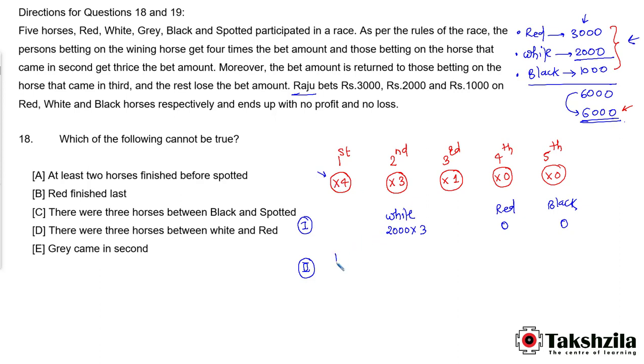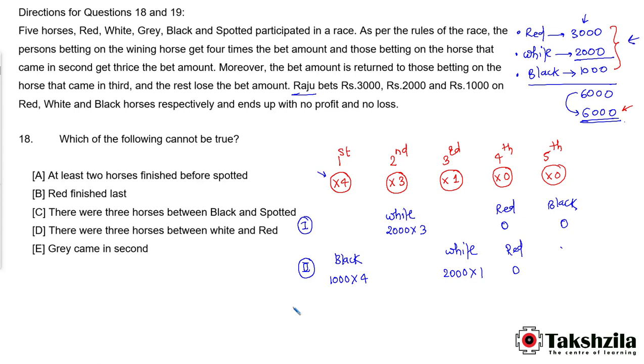So let's say the black horse comes first position. So this 1000 will get multiplied by 4. Now we need 2000 rupees more. So let's say the white horse comes third. So this 2000 will become 2000 into 1, 2000. And the remaining red horse comes either 4th or 5th, so it becomes 0. Red comes here or here, so it becomes 0. This is the second possibility. Is there any other possibility?